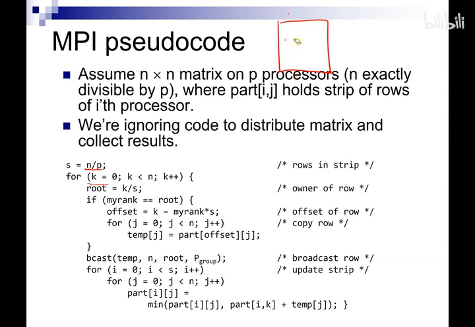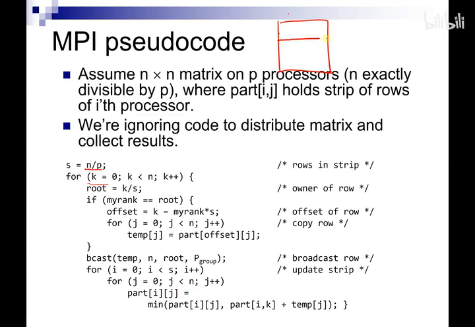Oh, I'm sorry, I erased the wrong part. So we need to keep the kth row over here, and then you need to broadcast these values. Let me actually not draw it that way. We're going to broadcast, let's say, switch to a different color.